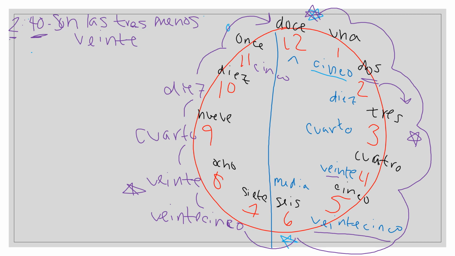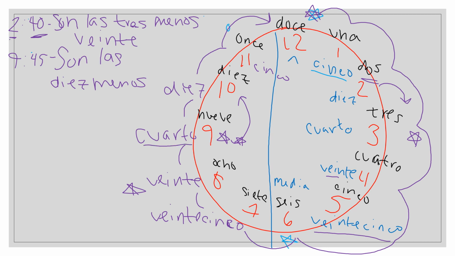This is the same way if we do, for instance, 9:45. We start out like usual, son las. We're at the 9, but we want to go to the next hour, 10, menos 45. So we're at the 9, 45 minutes. Cuarto. All right, son las 10 menos cuarto.